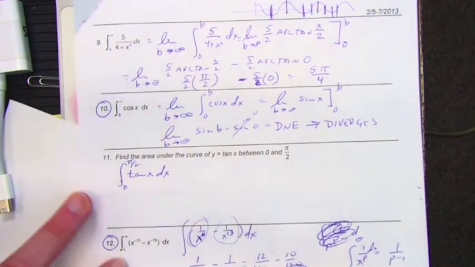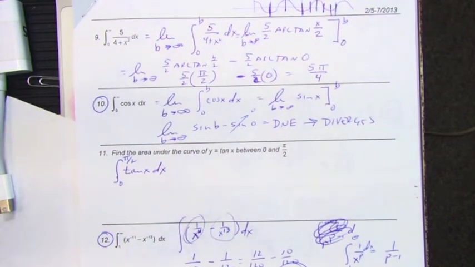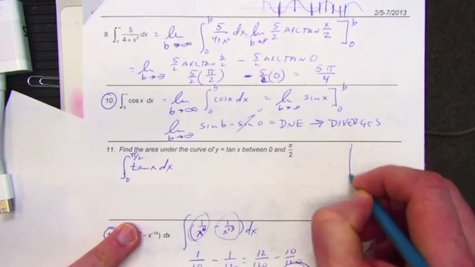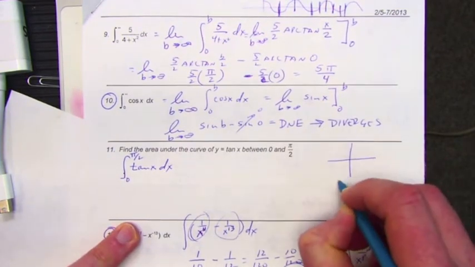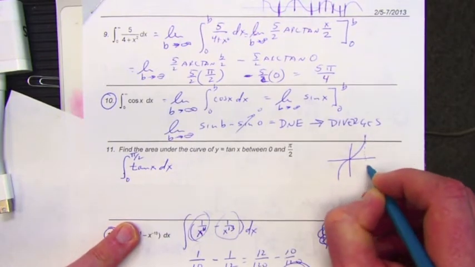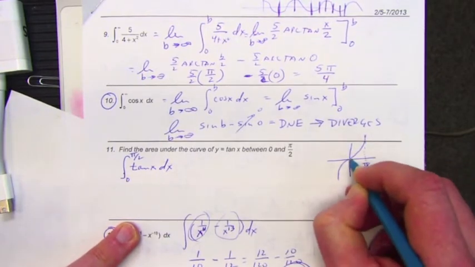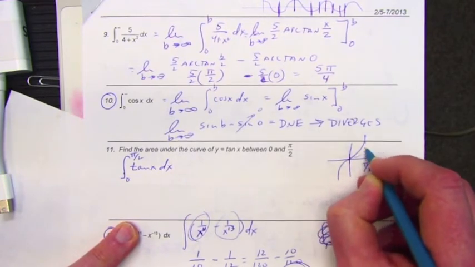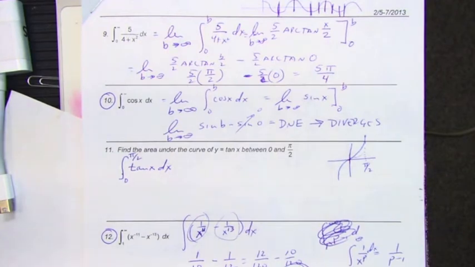Now my question is, what's the tangent of 0? 0. What's the tangent of pi over 2? Infinite, right? So do we have a place where we have to take a limit? Yes. Because by the way, do you remember what the tangent graph looks like? It goes up, and we actually get an asymptote at pi over 2. So really, we're starting at a value of 0, and we're getting a certain area. We want to find out, is that finite or not?